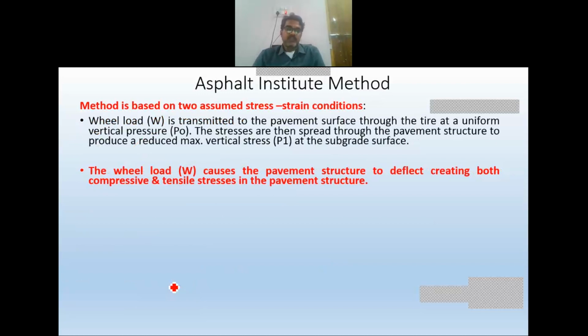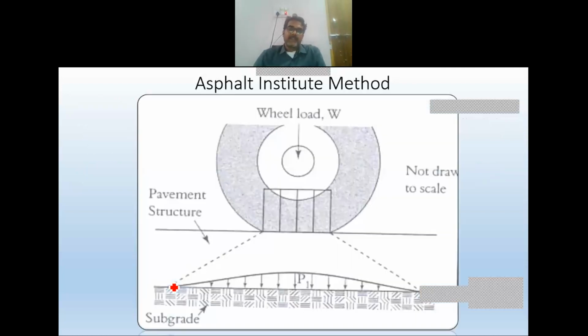Now, the Asphalt Institute method generally considers two assumed stress-strain conditions. Yes, we all know about the stress-strain condition. If you see this figure, the load is applied to the wheel, and through tire pressure, the pressure is applied on the soil subgrade. This is the topmost layer of the pavement, where the pavement experiences maximum vertical stress, and as the depth increases, the vertical stress decreases until it is lower than the subgrade soil strength. That is one assumption.